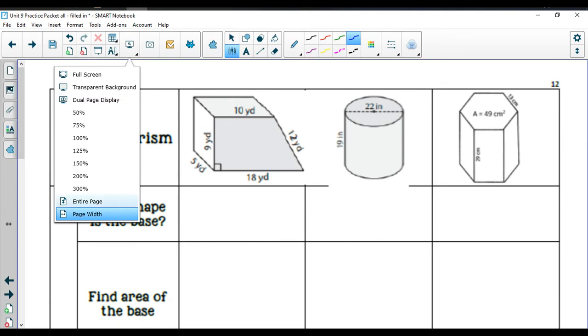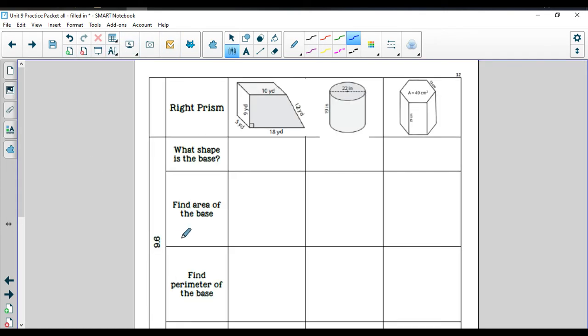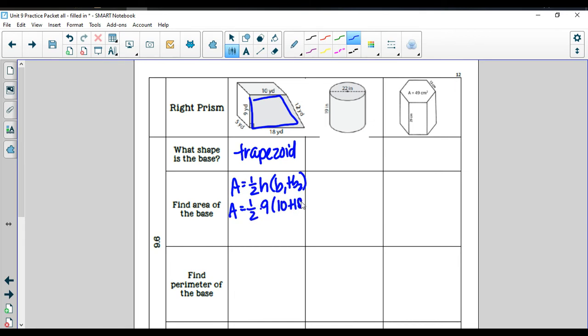I'm going to zoom out just a little bit. And that's not going to work. Let's go to 100. There we go. All right. So in the first one, my shape of my base here is a trapezoid. To find the area, I'm going to be doing 1/2 times the height, and then in parentheses, base 1 plus base 2. 1/2, the height is 9, and the bases are 10 and 18, which gives me a total area of 126.